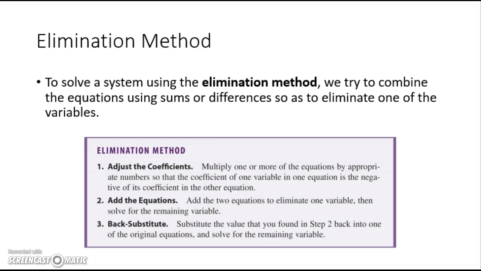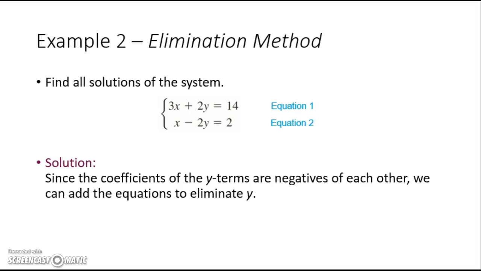So here is the step-by-step process for the elimination method. First, we multiply one or more of the equations by an appropriate number so that the coefficient of one of the variables in one equation is the negative of the coefficient in the other equation. Therefore, when we add them together, we get 0. We'll add the equations, and we'll get 0 for whichever variable we manipulated to have the same coefficient but opposite signs, and that will leave a remaining variable. We will solve for that remaining variable and then back substitute that value into the other equation.